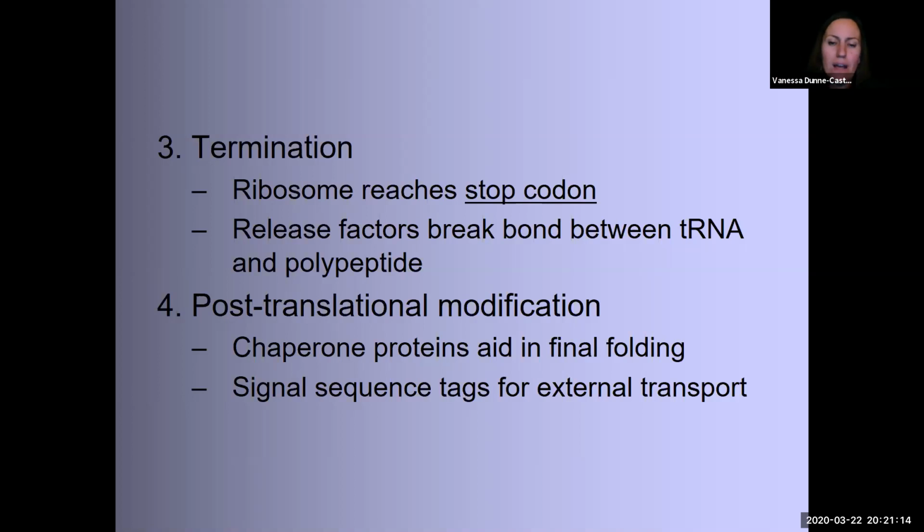There are release factors that come and break the bonds between that last transfer molecule and the polypeptide to release that free polypeptide. There must be post-translational modifications that occur to that polypeptide, where there are additional proteins that help in the internal folding and the subunit binding to form that final protein product. There are signal sequences, just so you know, on the polypeptide that help tag that protein for either external transport for exoenzymes or for internal regional translocation inside the cell along the cytoplasm.